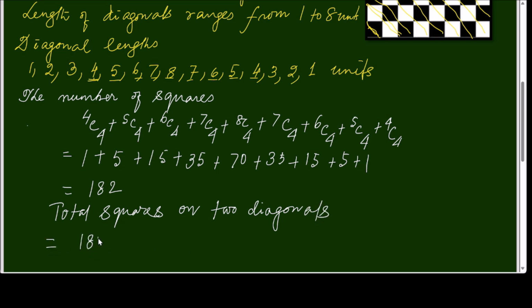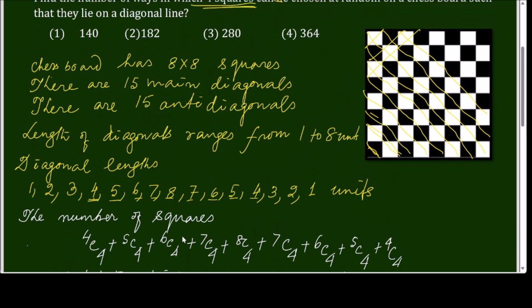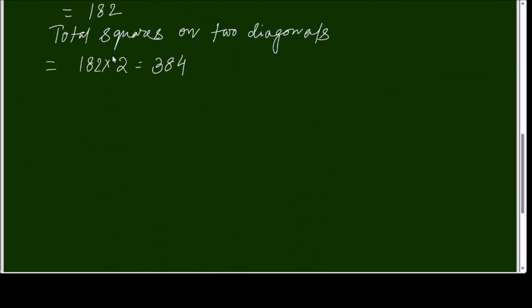So total squares on the two sets of diagonals will be double of it. 182 multiplied by 2 will be 364. So you have to find which one is the answer. 364 is the answer.